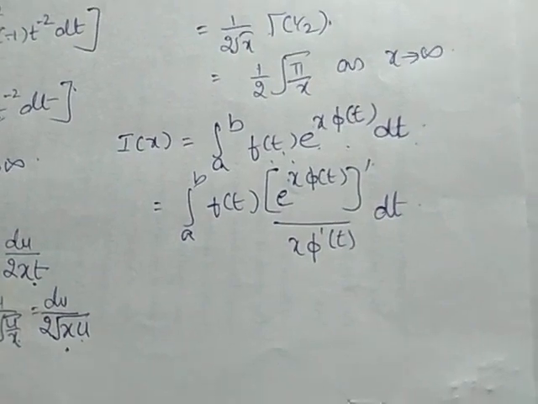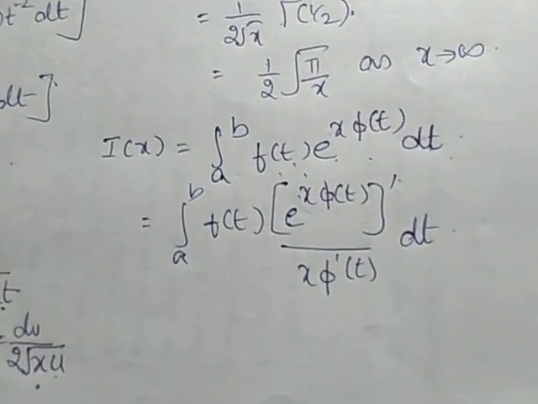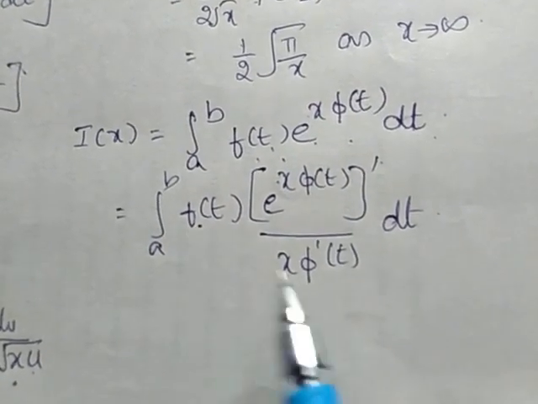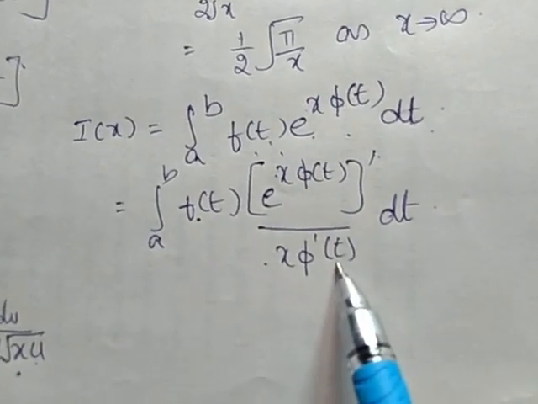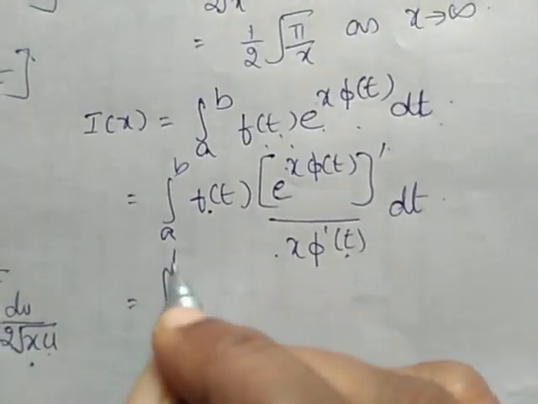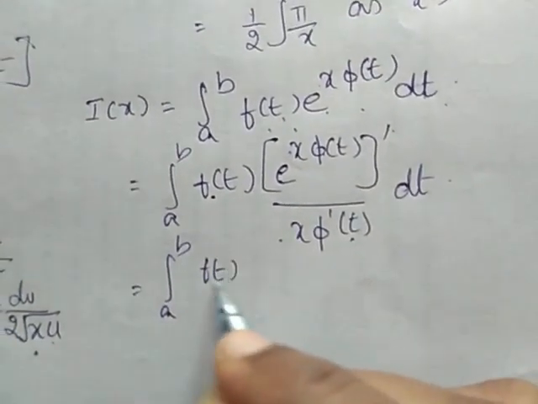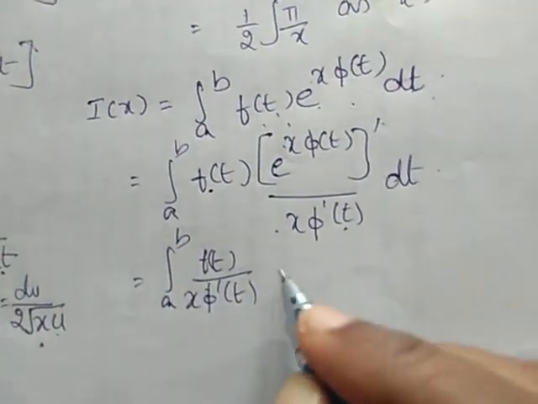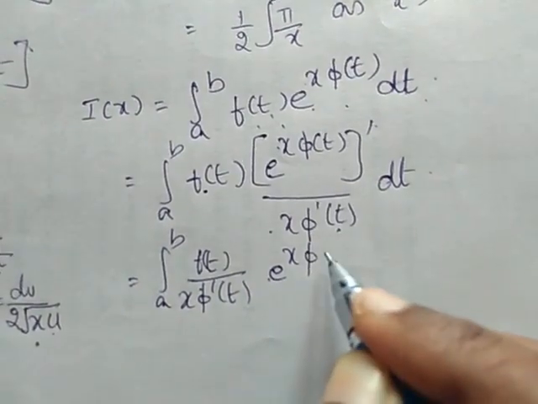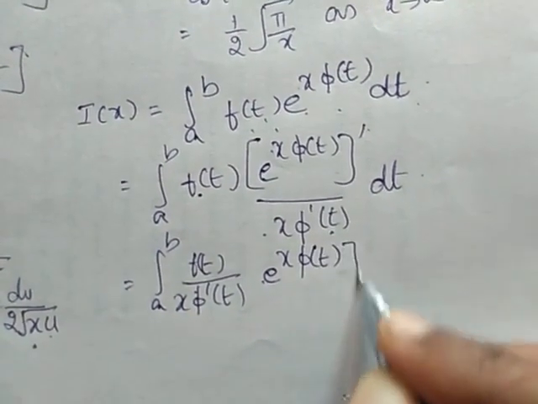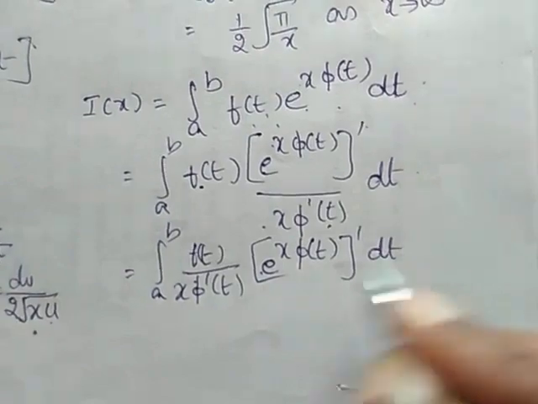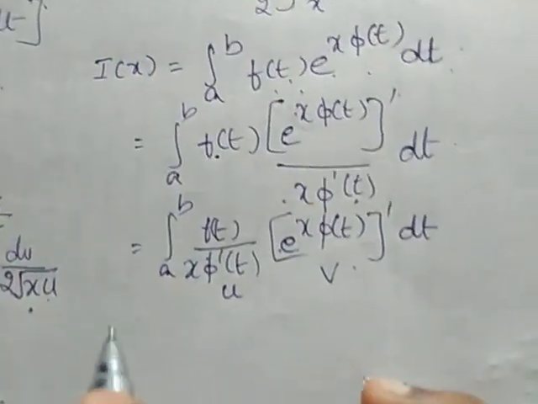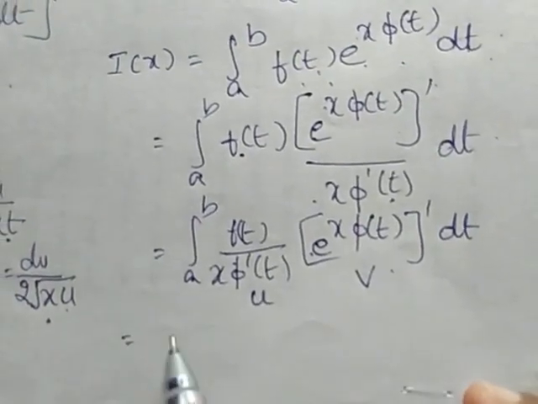For this, we are going to apply integration by parts. Obviously u is f of t by x into phi dash of t, and v is e power x phi of t, whole dash dt. So the whole term is u, and this is our v. What is our solution?